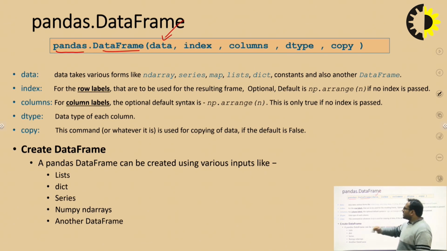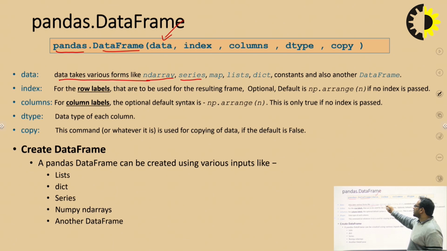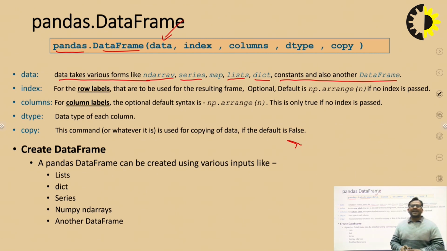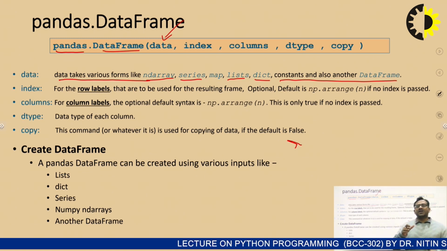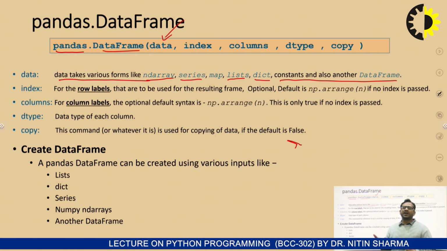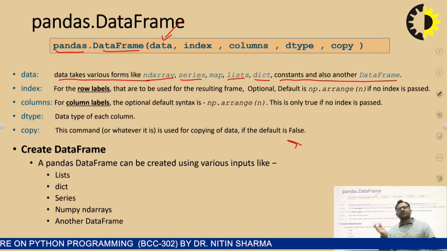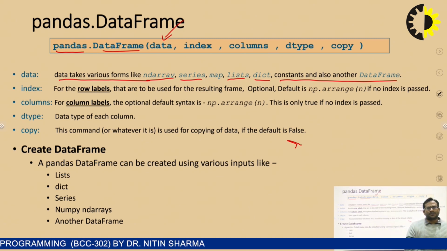First is data. Data can take various forms: you can pass a numpy ndarray, a series, map, list, dictionary, constant, and also another data frame. You can pass any kind of data here. Suppose you have a numpy array with some rows and columns, you can just pass it. If you have a list that is 1-dimensional, 2-dimensional or 3-dimensional, you can just pass it here. It is automatically converted into a Pandas data frame, right?